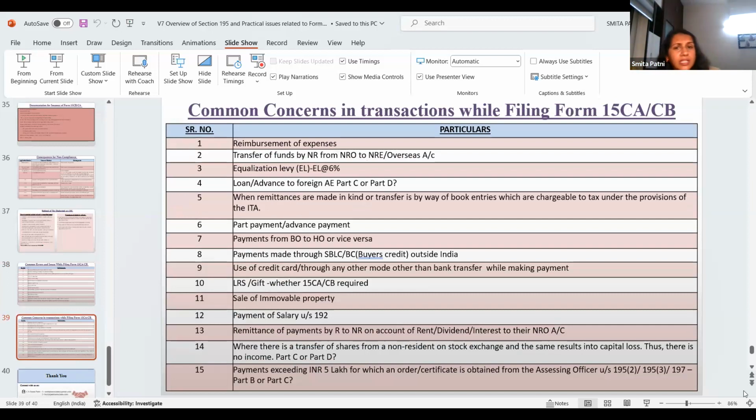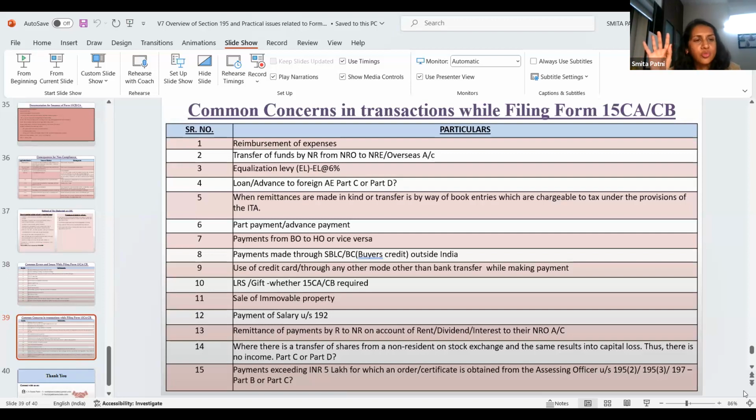These are some of the common concerns in transactions. Reimbursement of expenses, already explained. If it's a pure reimbursement, no problem. We go to part D. If it's a reimbursement with markup, for example, country Y has incurred some expense on our behalf and it charges us for that along with the expense and also a markup, then in that case we are supposed to deduct the TDS. Part C will apply. Transfer of funds from NR to NRO.